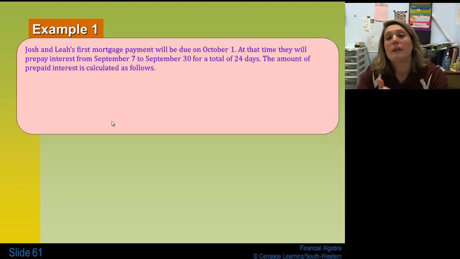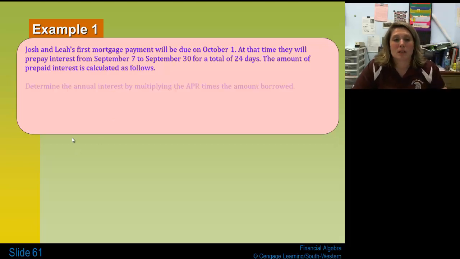Okay? The next piece that we need to know is that their payment is due on October 1st. It's always due the first of the month. So at the time, they will prepay interest from September 7th to September 30th for a total of 24 days. So they close on the 7th, so they are now responsible from the 7th on until their first payment for interest. So it's a total of 24 days.